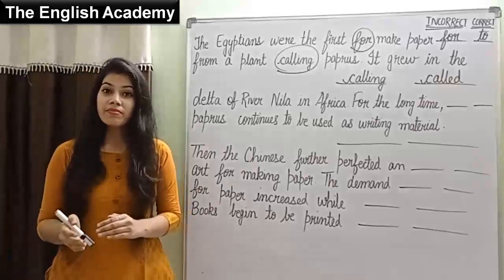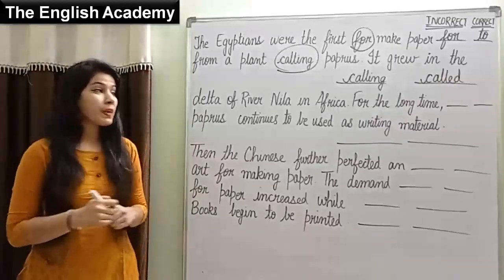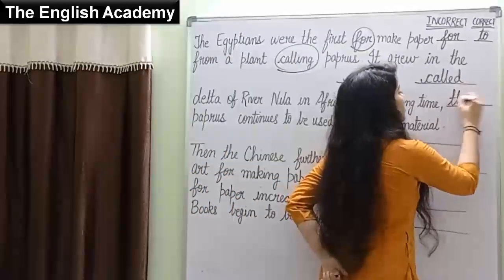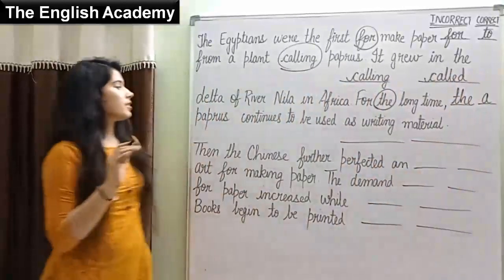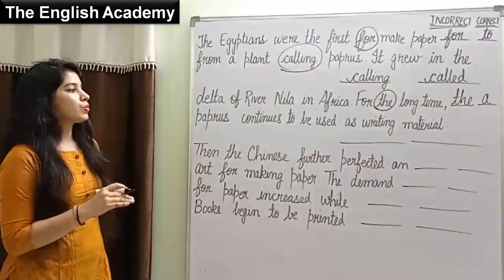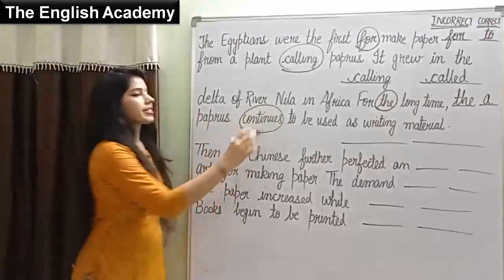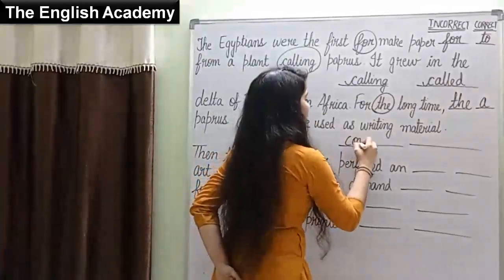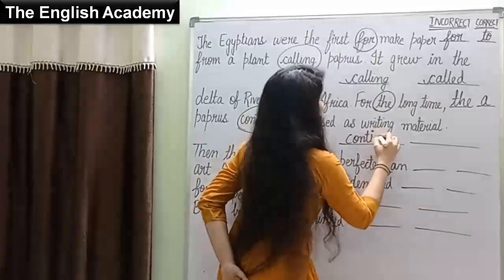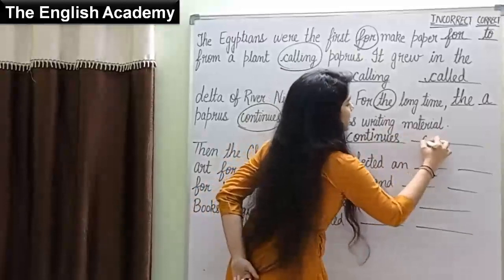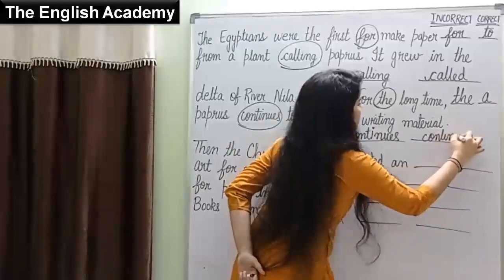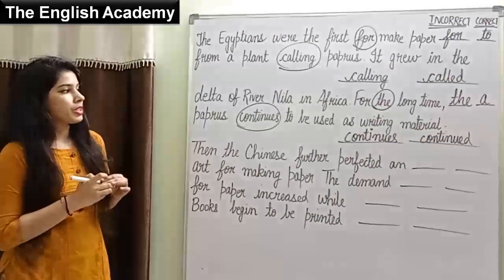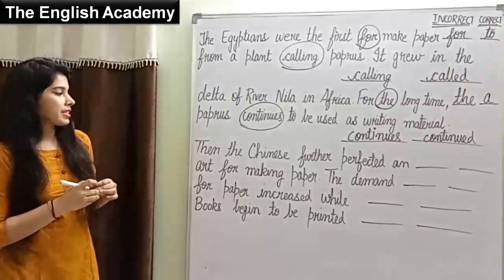For the long time? The is used for any particular thing. So, here we go with a. For a long time, papyrus continues. Again, es, present. Present tense तो होगा ही नहीं क्योंकि paragraph past में है. So, it should be continued. Papyrus continued to be used as writing material.